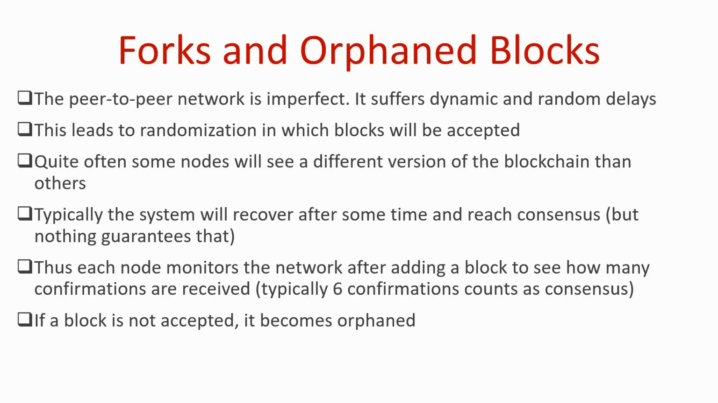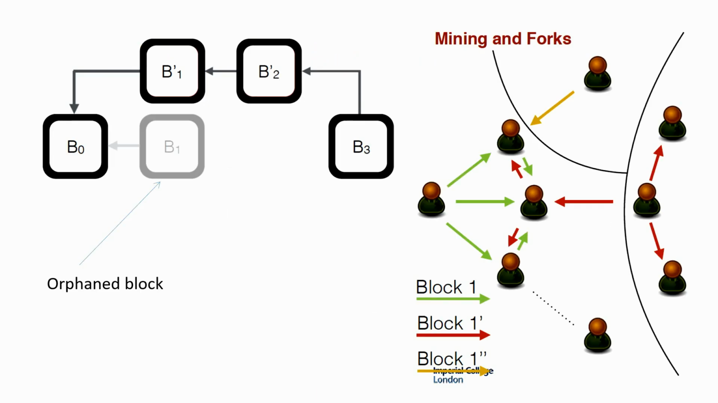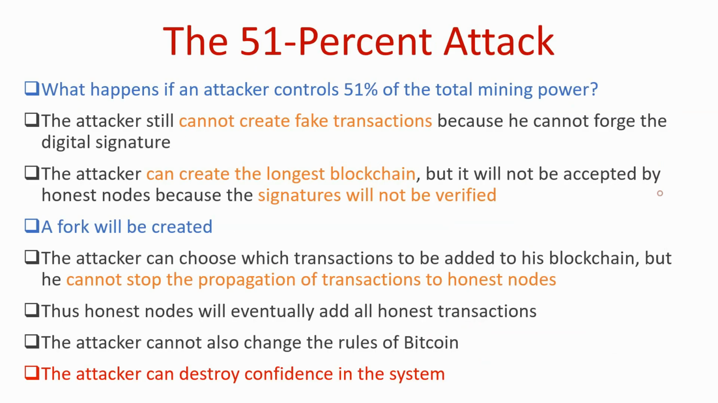Okay, so what happens if a block is not accepted? Basically, it means that the transactions in this block are not added to the blockchain. If these transactions are added in another block, that is fine. But if they are not, then the same miner will include these transactions in a later block. And so it could be the case that you have what is called a fork in the system. Some nodes are mining over B1 dash, some nodes are mining over B1. Eventually, the miners will see where the longest blockchain is and will continue mining on top of it. The other one will be a fork and it will eventually be orphaned.